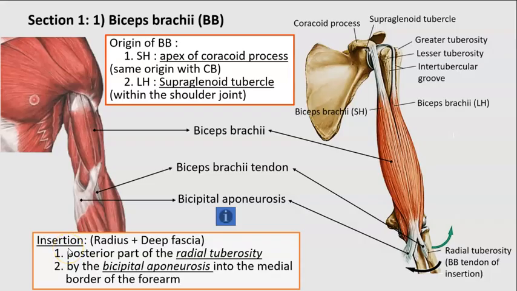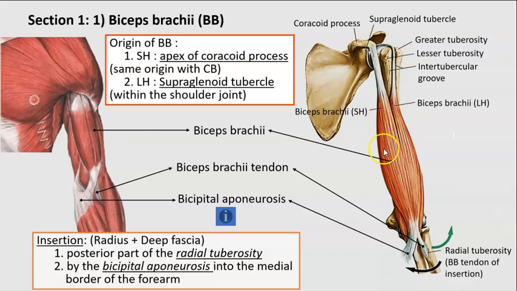For the first muscle in the anterior compartment of the arm, it is biceps brachii. All you have to know is that biceps brachii has 2 heads, which are the short head and the long head. If you can see from the picture here, these are the muscle bulk, biceps brachii muscle, and it has a short head and long head. Long kat sini, because it has to go through this bicipital groove.